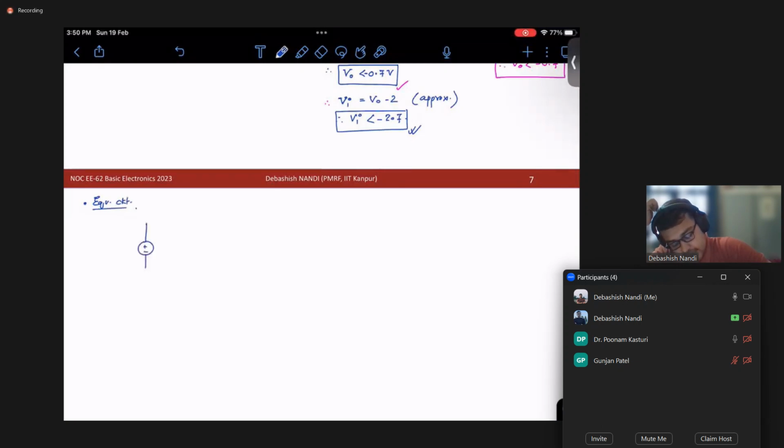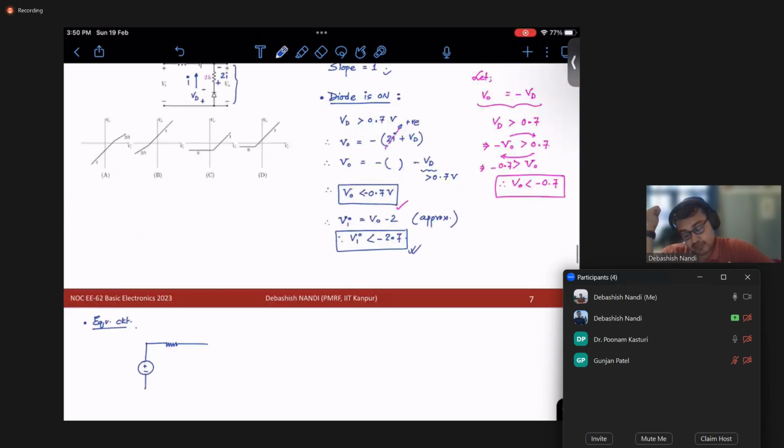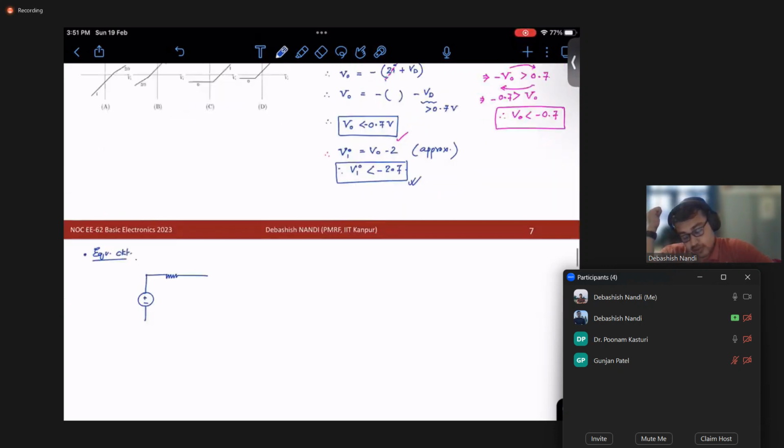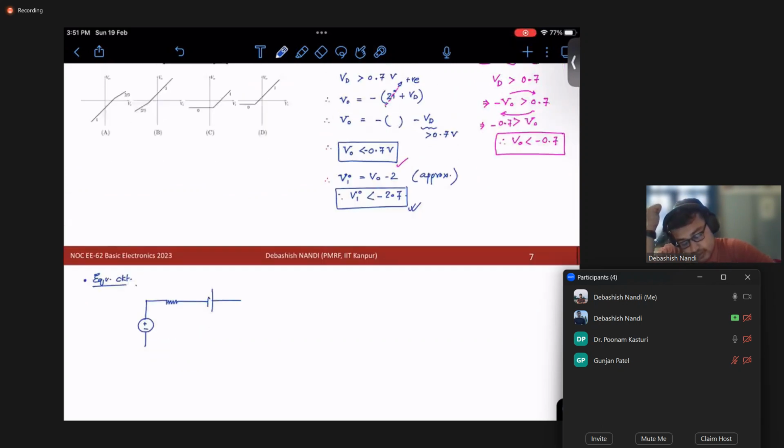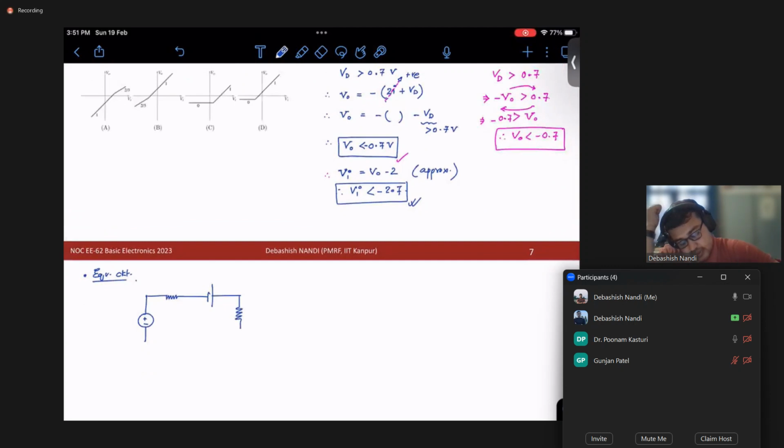Again, for simplicity, let me do it in this way. This is one, there we have a battery, there we have a resistance, and here we have a battery. This is your 0.7 volt. Current is flowing this way. This is Vi, this is 1, this is 2, this is 2K.